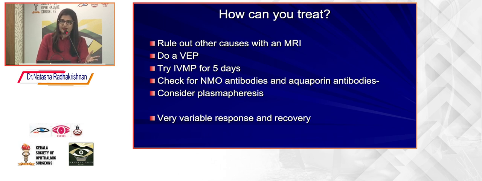TB itself can cause optic neuropathy, it can cause chiasmatic disease, it can cause meningeal disease. So it may be just a meningeal spread of the TB that has caused this. So you cannot say it is ethambutol toxicity until you have ruled out other causes, and a VEP really helps. Try IVMP for 5 days, give some vitamin concoction as we usually do.